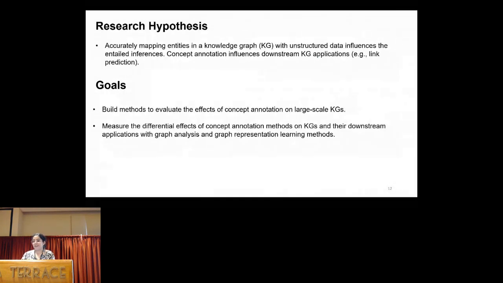As these free texts are mapped and then included in the knowledge graph, our research hypothesis for this evaluation was that accurately mapping entities in a knowledge graph using named entity recognition tools influences the entailed inferences, and also that it influences downstream knowledge graph applications such as link prediction. With this hypothesis in mind, our goal was to evaluate the effects of concept annotation or named entity recognition on large-scale biomedical knowledge graphs.